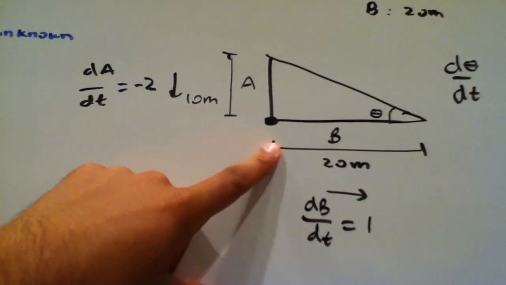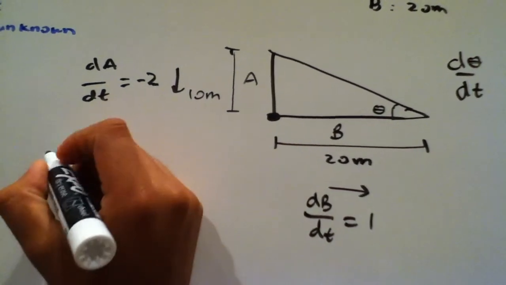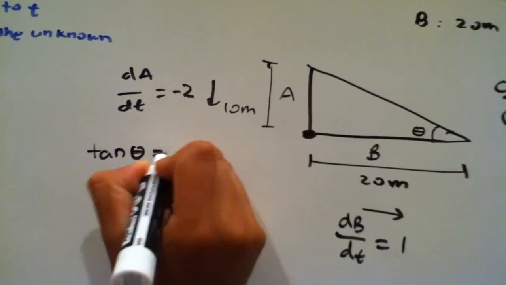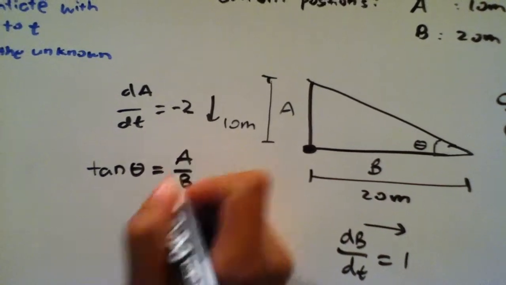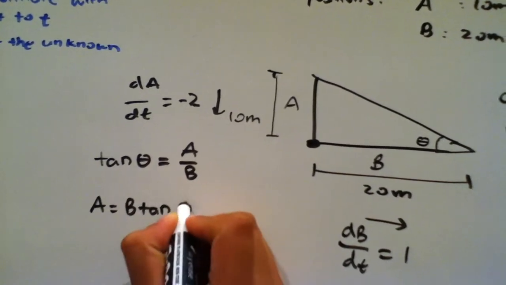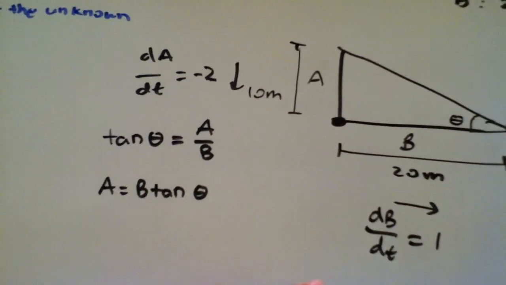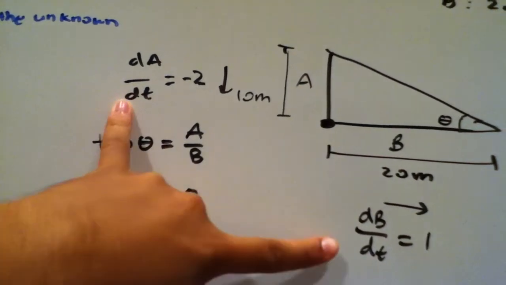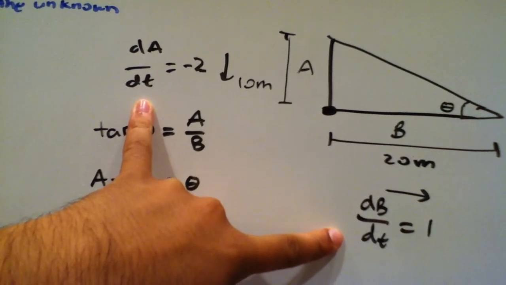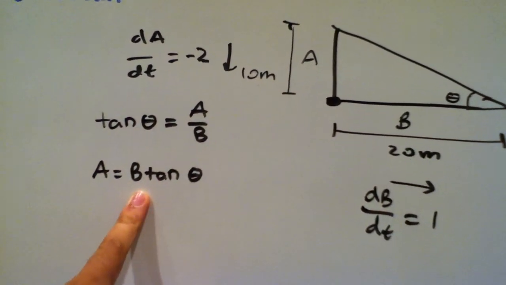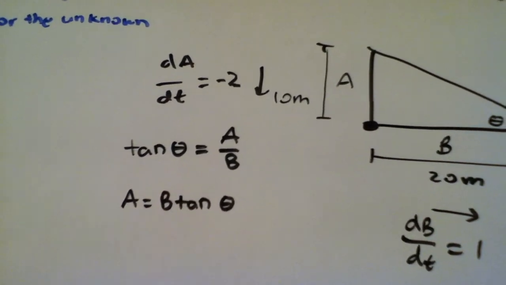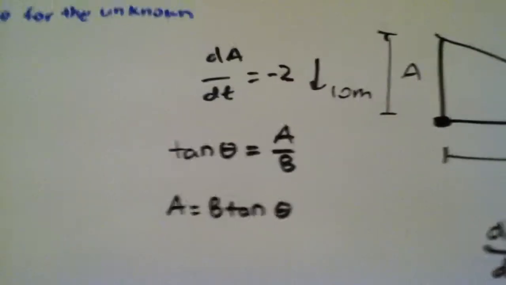The easiest way to do this in this problem is, again, to use tangent. So the tangent of theta is opposite over adjacent, so it's equal to A over B. So A is equal to B tangent theta. And since we already know the corresponding rates, the changes with respect to time, we can just take the derivative right here without having to find an actual relationship between A and B. So in this case we don't have to combine any variables together.